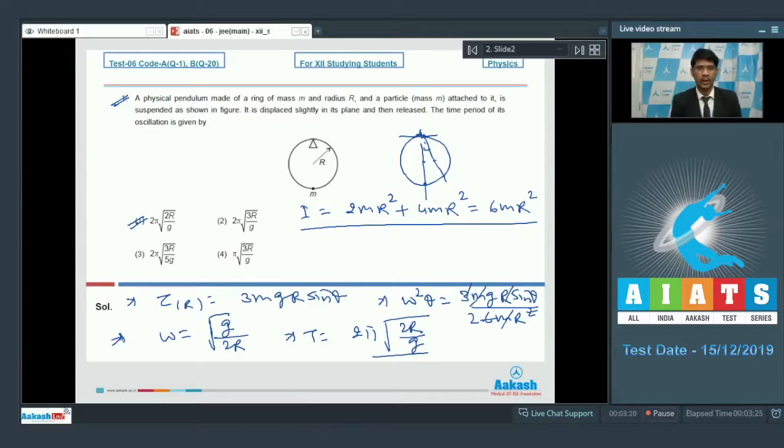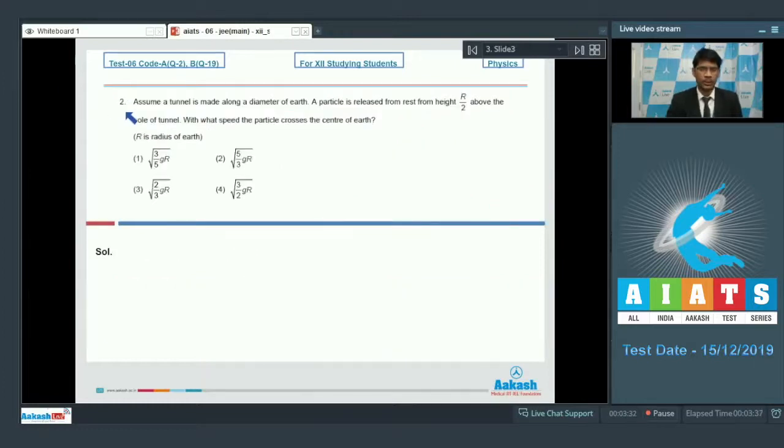Now we shall proceed to the next question, that is question number 2. In question number 2, assume a tunnel is made along a diameter of earth. The particle is released from rest from height r by 2 above the hole of the tunnel. With what speed does the particle cross the center of earth? This is just simply the application of the conservation of mechanical energy in a gravitational field.